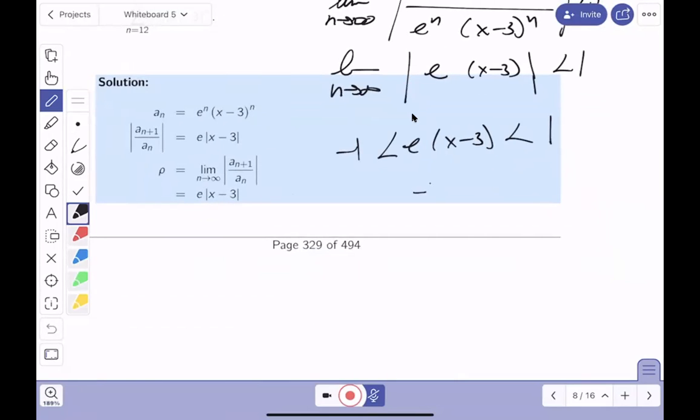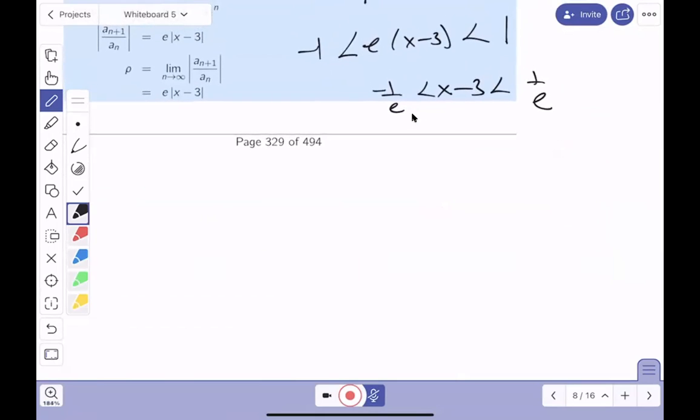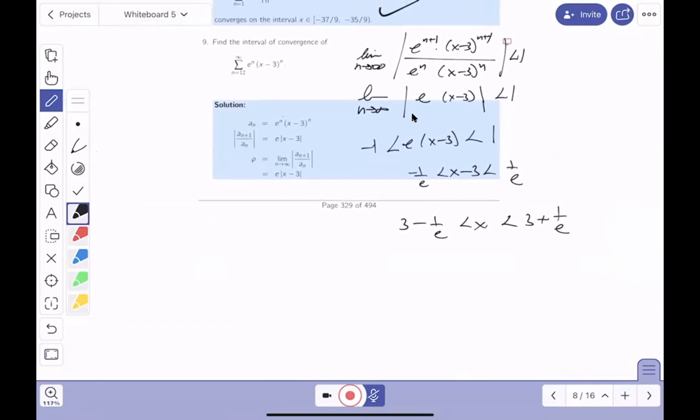I'm going to divide through by e. And then I'm going to add 3 to all sides. You get 3 minus 1 over e, and then you get 3 plus 1 over e. Let's take a look. They want the interval, right? So I've got to plug in the endpoints. Well, let's take this guy here and plug it in.